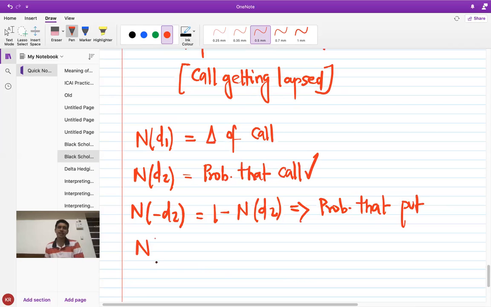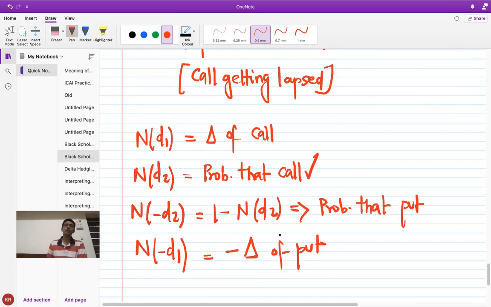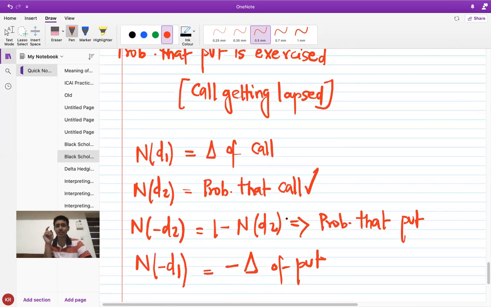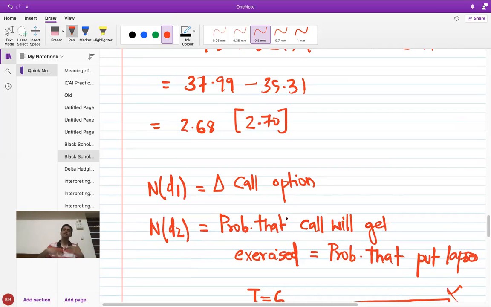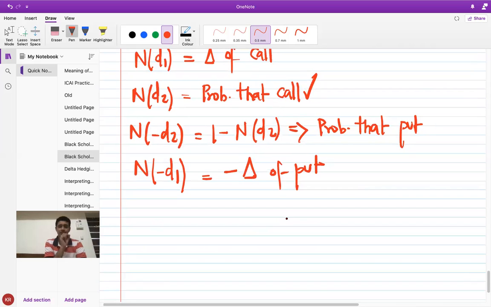What is left is N(-d1). N(-d1) is actually nothing but minus the delta of put option. If you remember, the delta of a put option is always negative, because the delta of a put option is inversely related to share price. When the share price increases, the value of the put option falls. Therefore the delta of put option is always negative.